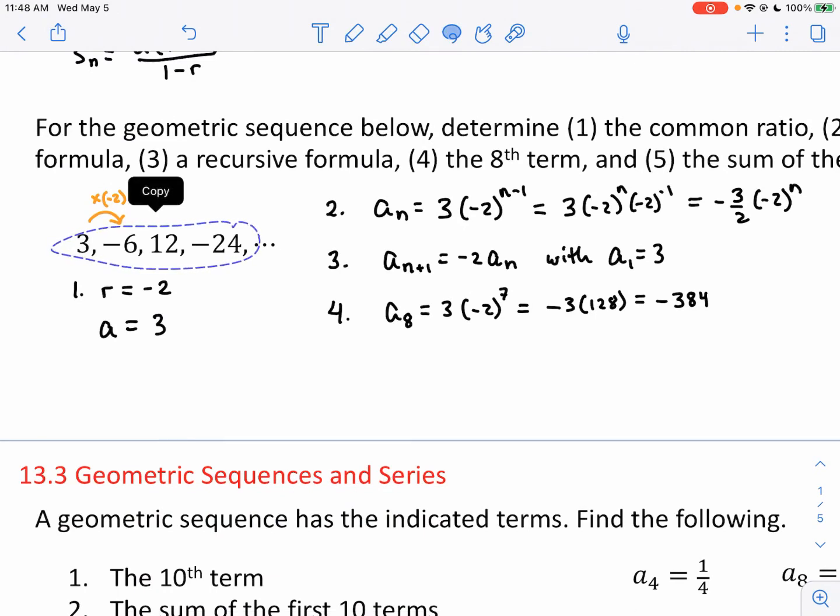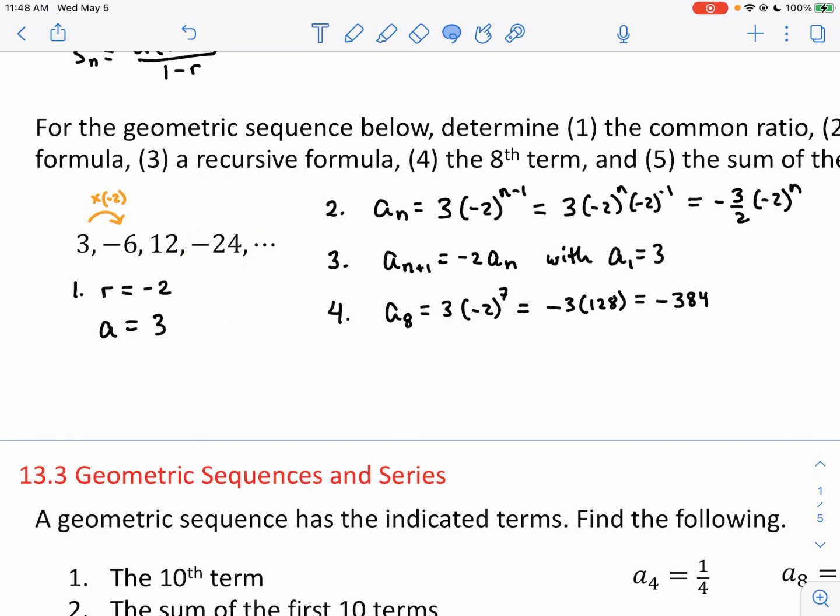Now, another way you could have found the 8th term, of course, would have been to just continue the pattern. We have the first 4 terms already, so you just have to multiply negative 24 by negative 2, we get 48, and then negative 2 times that will give you negative 96. Negative 2 times that will give us 192, and then negative 2 times that will give us the negative 384.